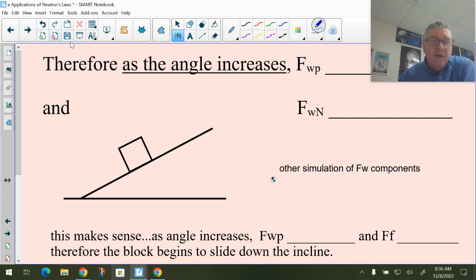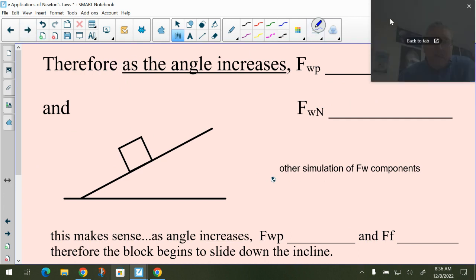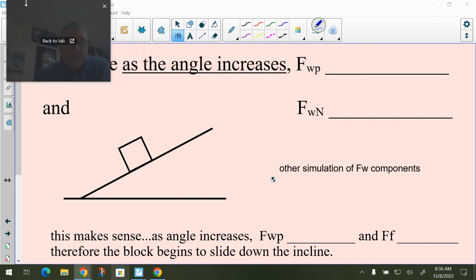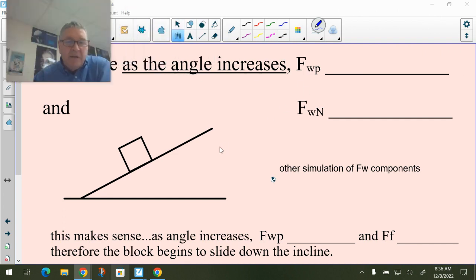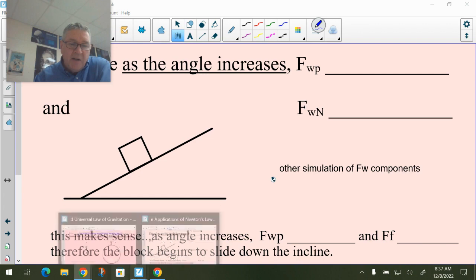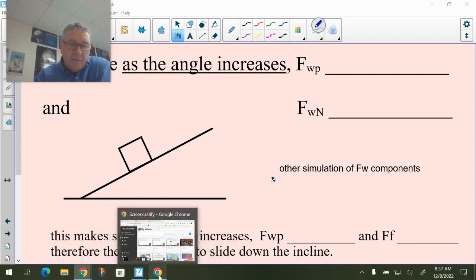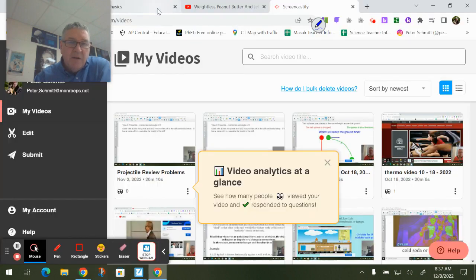Now I'm going to show you a simulation here. Again, let me drag my face out of here. I said, therefore, as the angle increases, as I make this angle bigger and bigger, think what happens to the FWP. Think about what happens to the force that's pulling the block down the incline. And think about the forces pushing into the incline. Again, they're called FWP and FWN. Now, to show this to you, I have a simulation online that does it for me. So I'm going to go to the simulation.